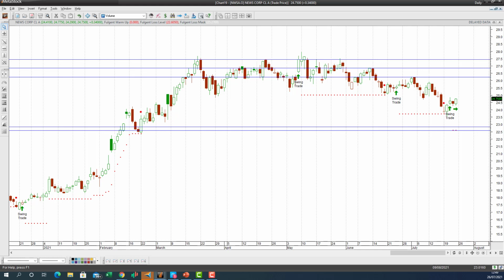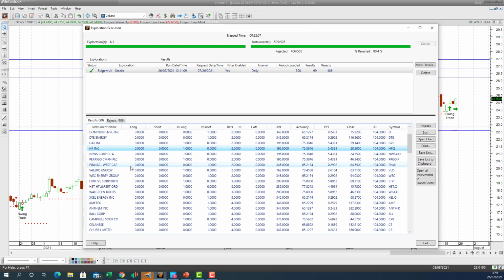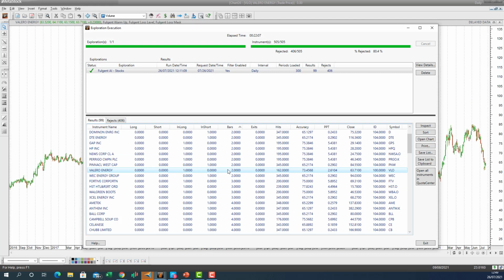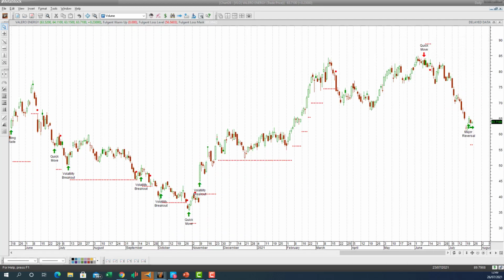All right, let's go and scroll down the list. Here's the list again. And we're going to see if there's any other interesting. Valero Energy, let's have a look at that one. This is in a long, 2 days into a trade. Move this off screen again.